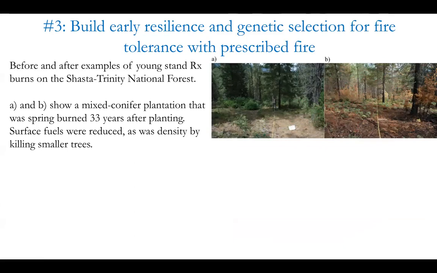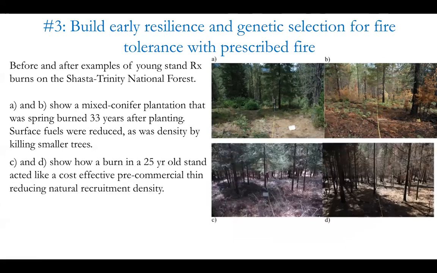Part of that fire was obviously to raise the height of the live crown base in some of the trees, and that'll, we hope, promote a much more resilient structure to subsequent fires, whether they're wildfires that happen to enter the stand or additional prescribed fire.